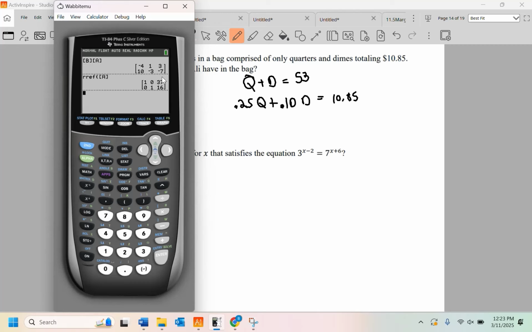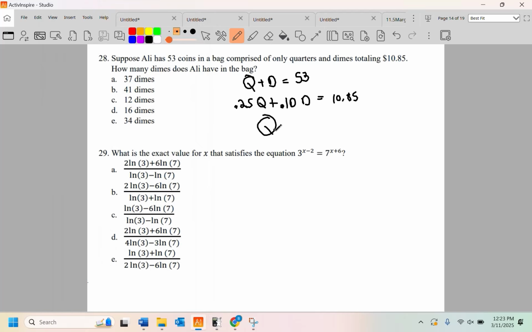37 quarters, 1 dime. Or sorry, I said that wrong. 37 quarters, and the dimes were what, 16? Yeah, 16. Easy peasy, lemon squeezy.